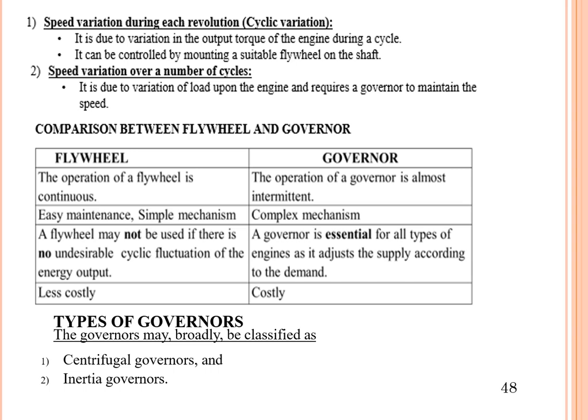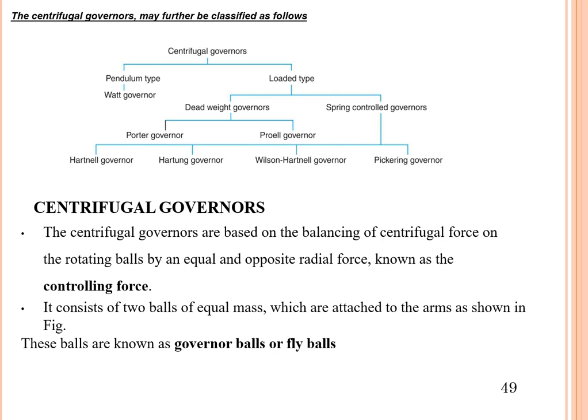Based on classification, there are two types of governor: the centrifugal governor and the inertia governor. Under the centrifugal governor, there is the pendulum type and the loaded type. Under the loaded type, there are the dead weight governor and the spring controlled governor. Under the dead weight governor, there are the Porter governor and the Proell governor. Under the spring controlled governor, there are the Wilson, Hartnell and Pickering governors. So this is the centrifugal governor.